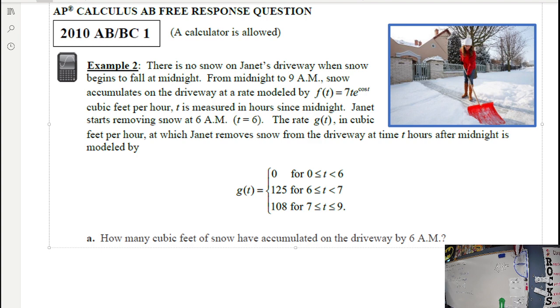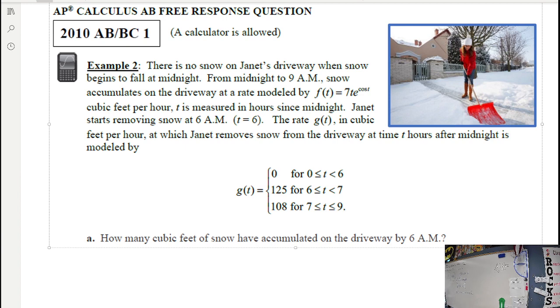This person's getting tired already after an hour. Ridiculous. We live in California. There's snow in California. Well, we know that you live there. Poor Janet.